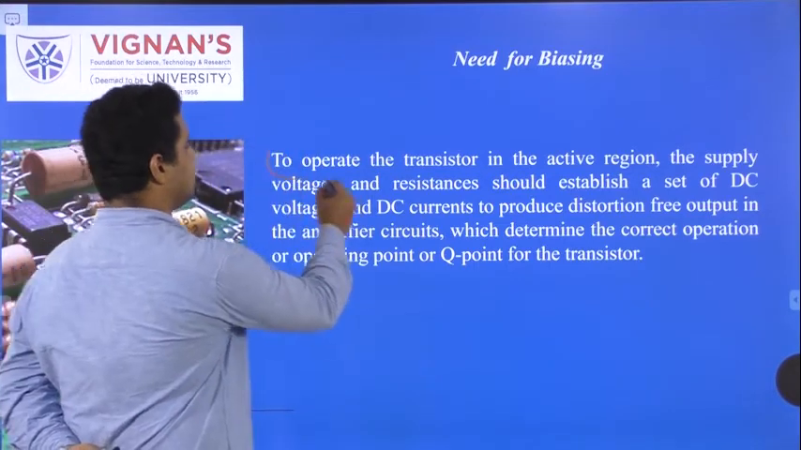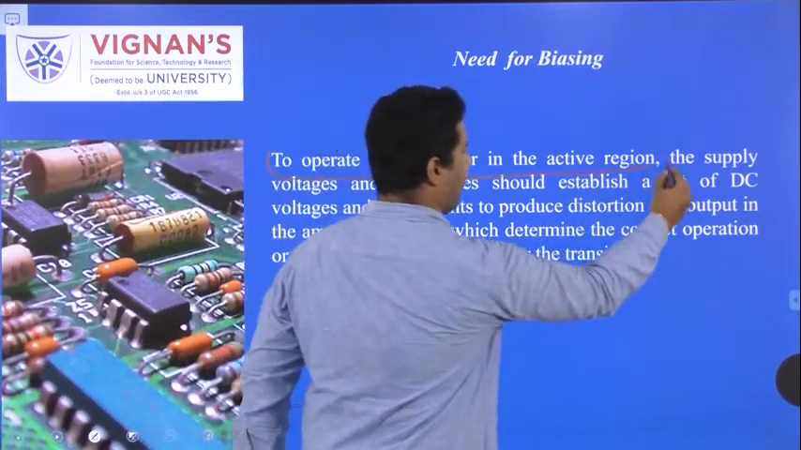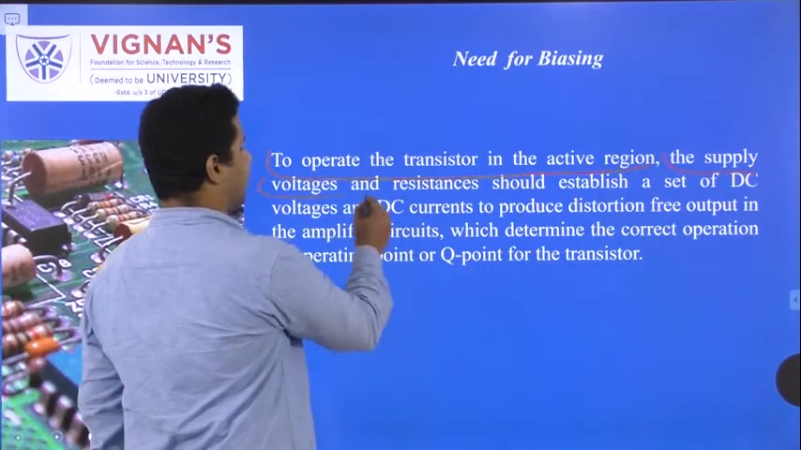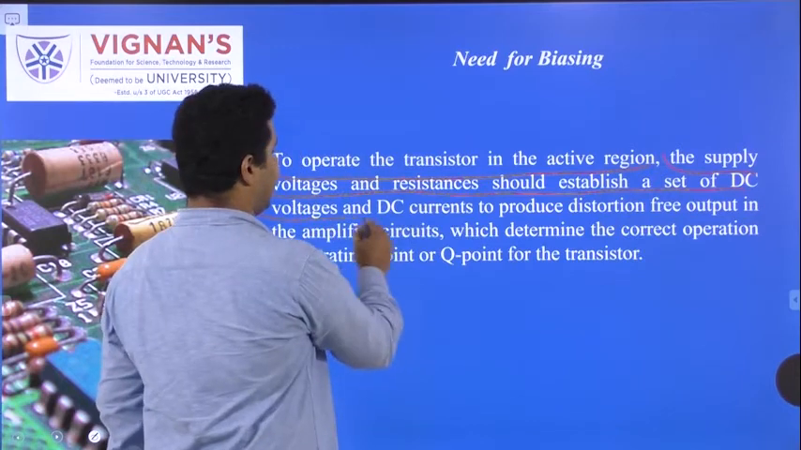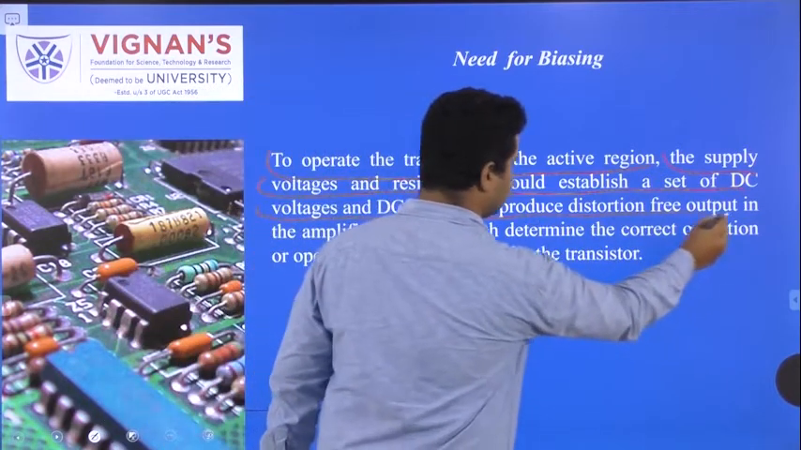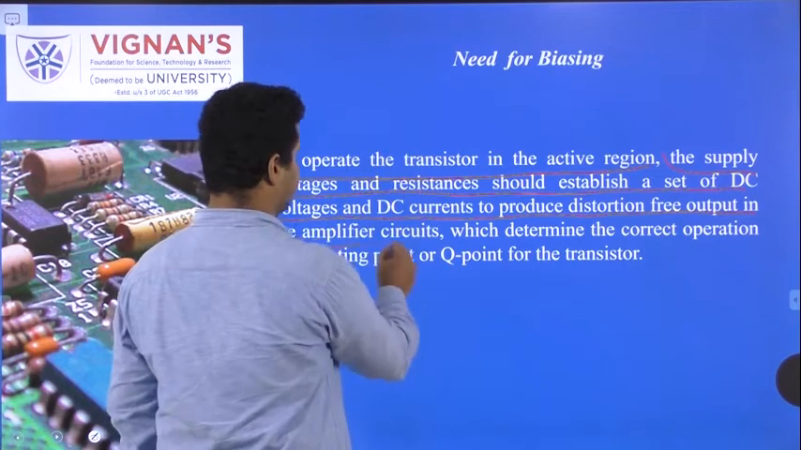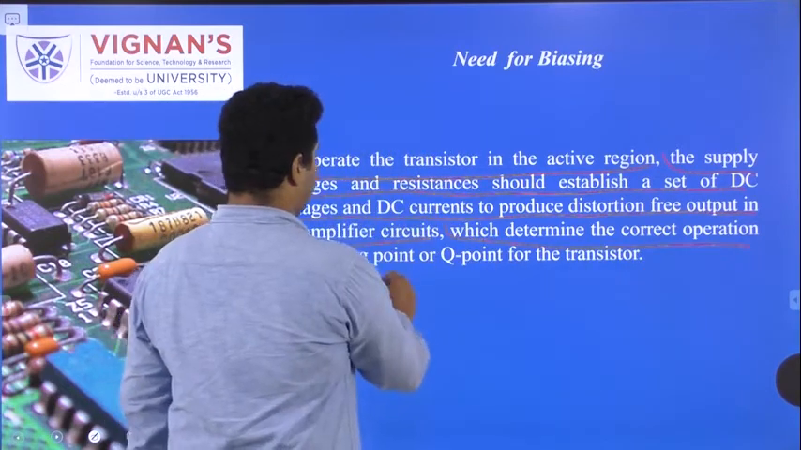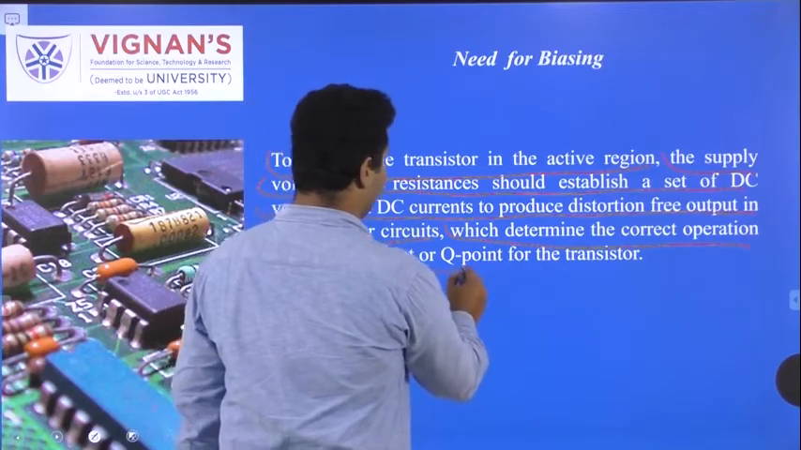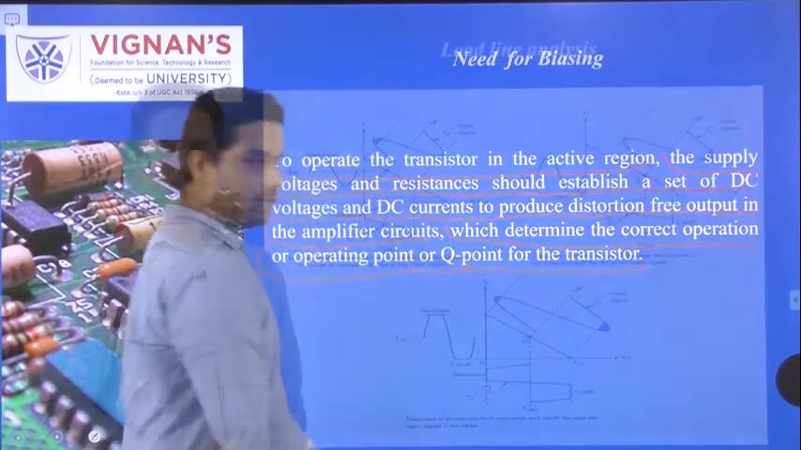To operate the transistor in the active region, the supply voltage and resistances should establish a set of DC voltages and DC currents to produce distortion-free output in the amplifier circuits, which determine the correct operating point, or Q point, for the transistor.